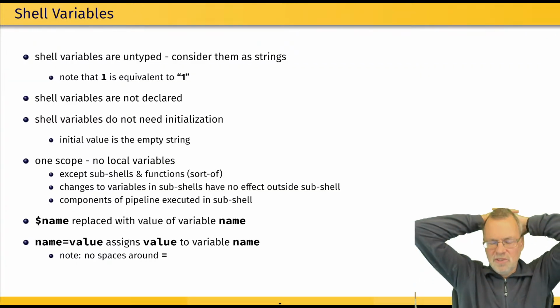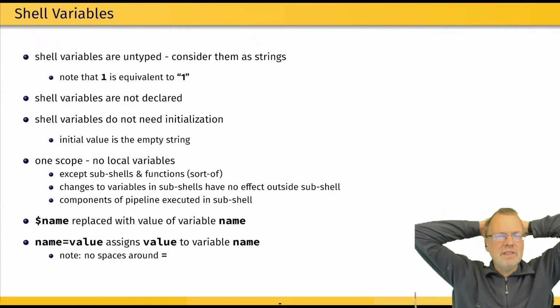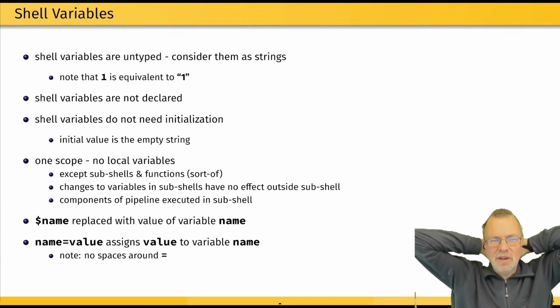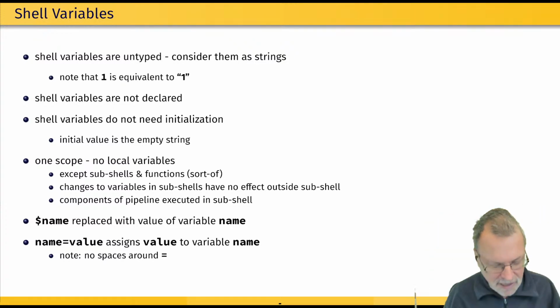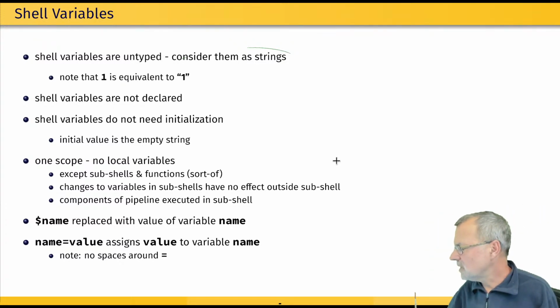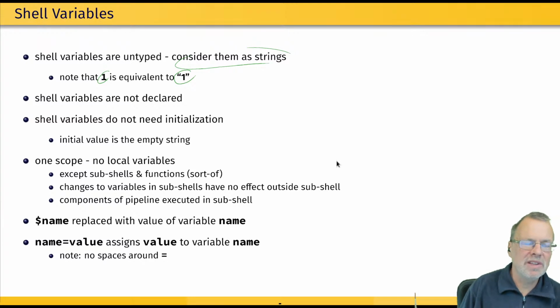Shell variables. The shell has variables. They are untyped. No int, no double, no char star. You can think of them as strings. So that means a shell variable containing 1 and double quote 1, there's no difference.